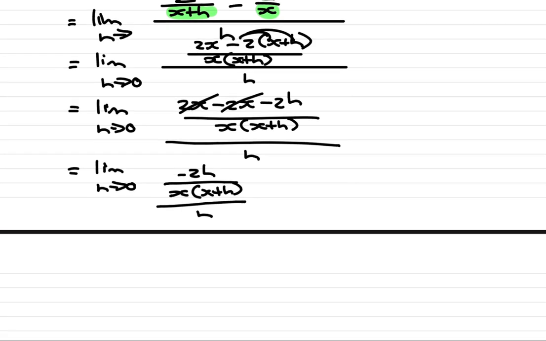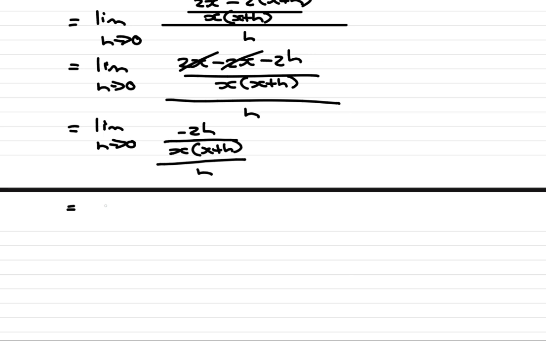Okay, now at this point I need to bring this h to the top. Now I'm going to do this. I'm just going to flip it. So fraction over fraction is minus 2h over x plus h. We're not going to divide with an h. We're going to multiply with 1 over h. We're just going to sort of flip it.